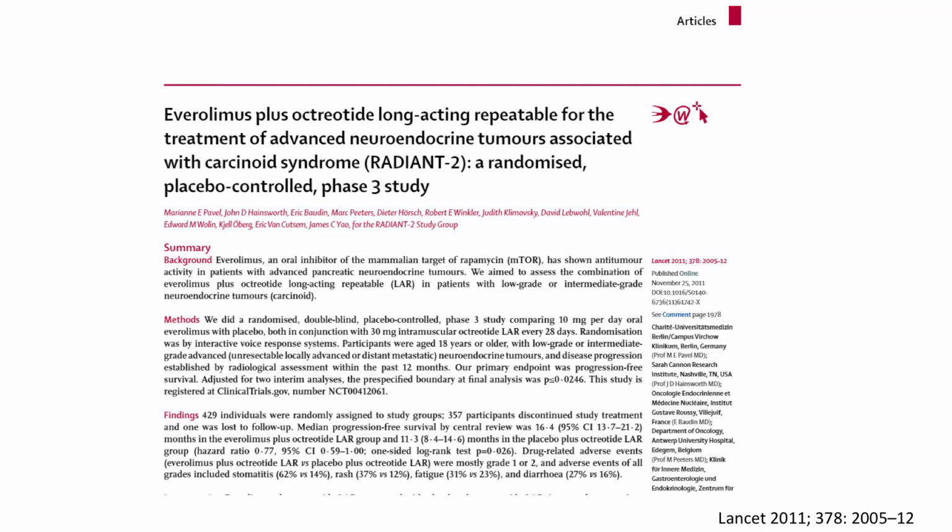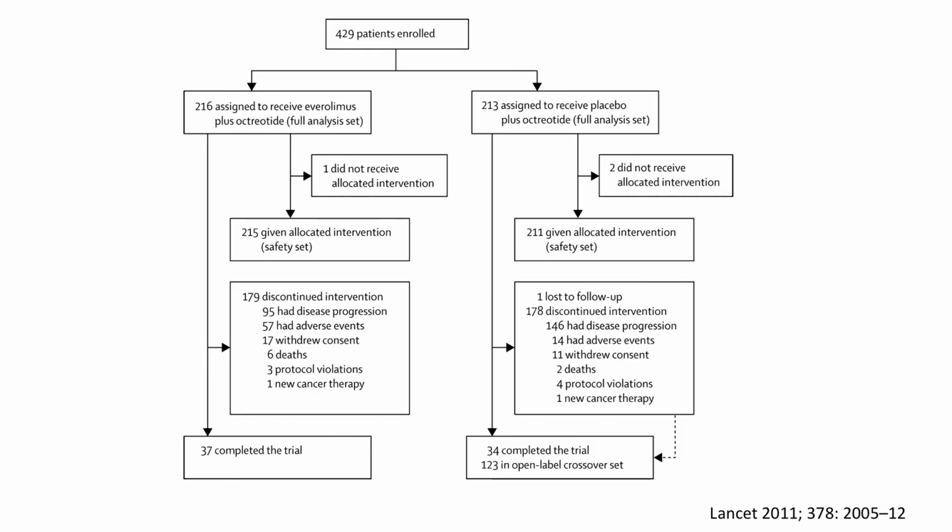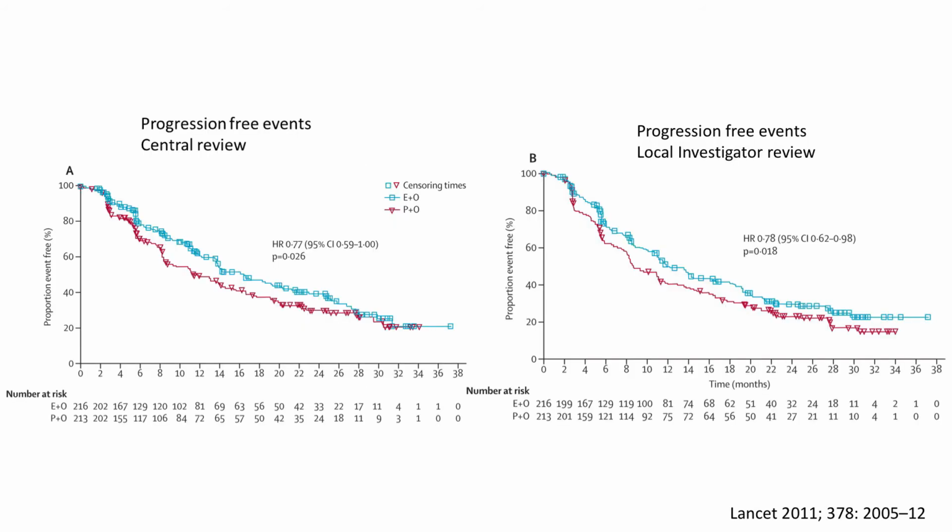We then said, well, if it works in pancreas cancer, can we give it with octreotide, our functional drug, in patients who have carcinoid syndrome? And that became the RADIANT 2 trial. Again, we divvied it up into 200 people in each arm because it's getting later in time and we're getting better at finding neuroendocrine patients and putting them into clinical trials. Again, we saw a progression-free survival advantage. It looked like it benefited everyone across the subgroups.